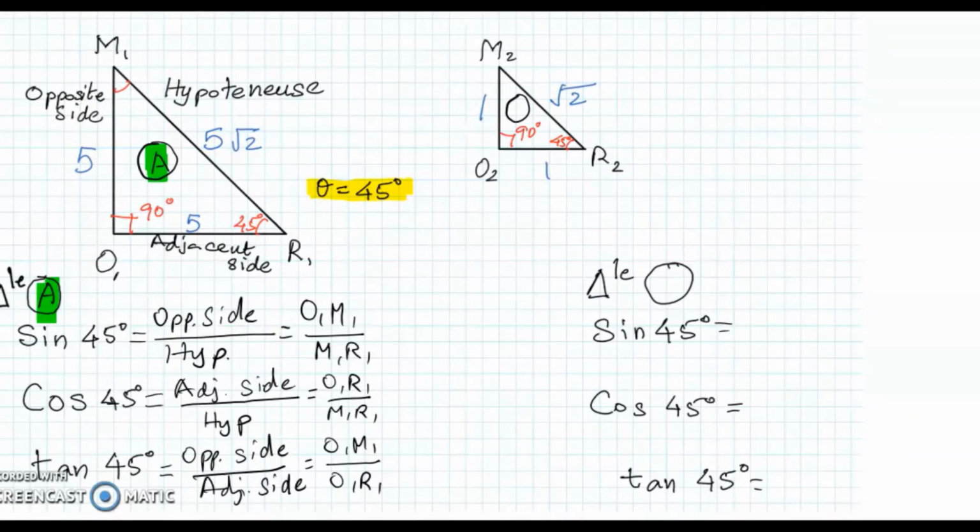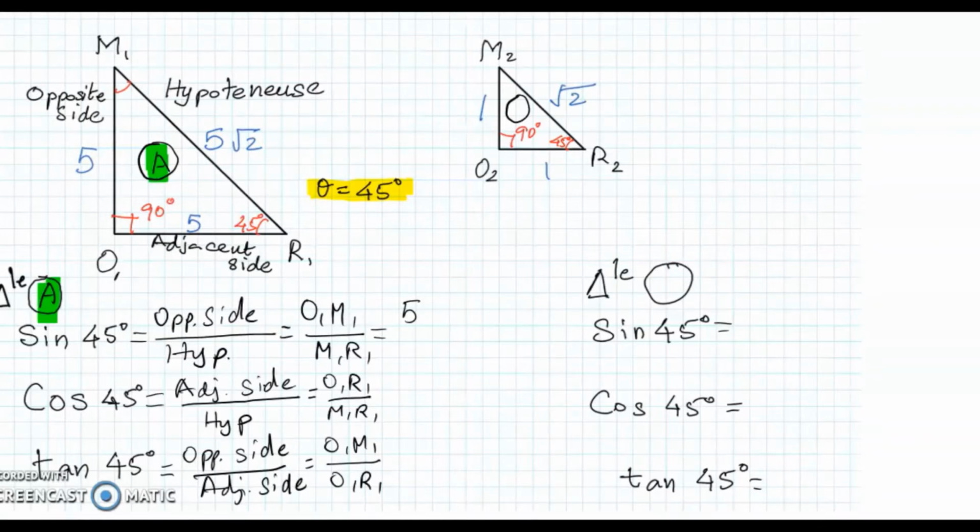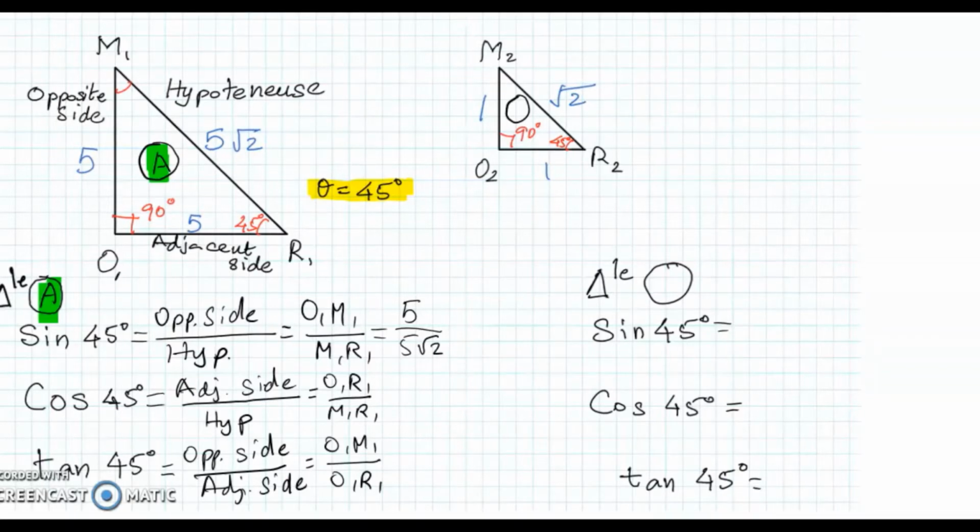Now let's find out the actual values. What is O1 M1? O1 M1 is given as 5. And M1 R1, which is the hypotenuse, is given as 5 root 2. So this is 5 over 5 root 2. We can simplify this mathematically, and we get 1 by root 2.